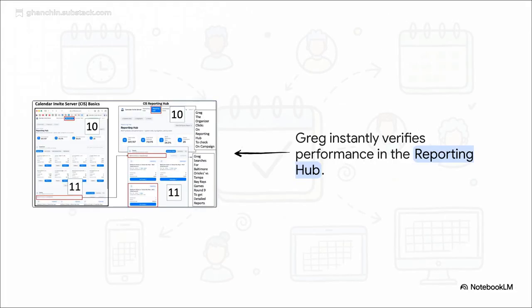So back in the reporting hub, Greg can instantly pull up his analytics dashboard. He can use the search bar to look up that exact Orioles versus Rays game and immediately verify the performance of his campaign. He sees exactly who responded and how, which essentially grounds all that complex back-end cloud architecture into a perfectly readable human use case.